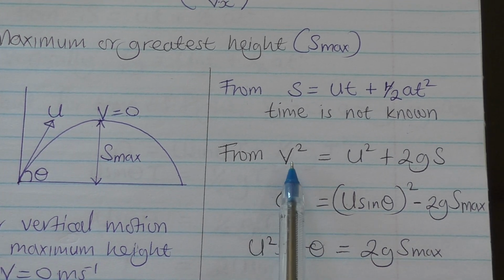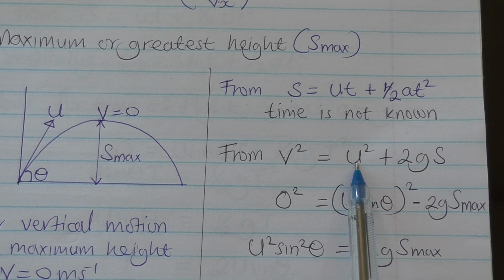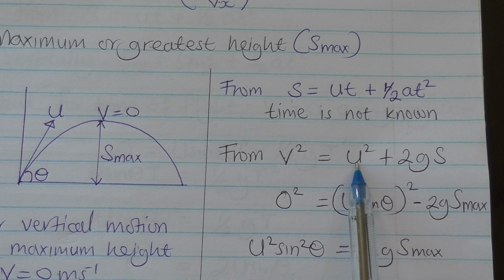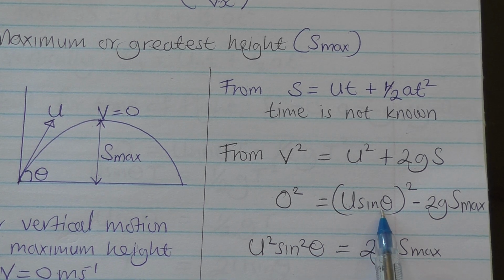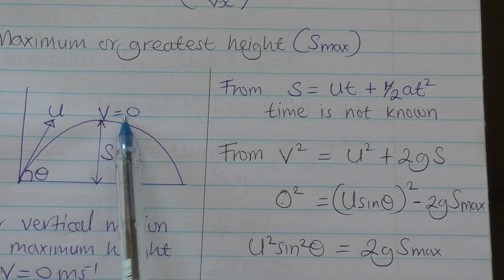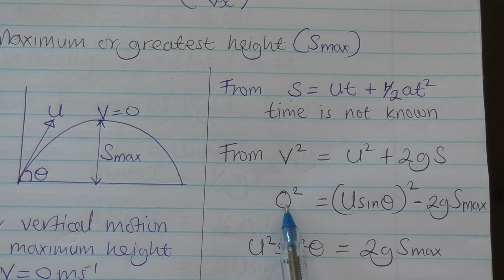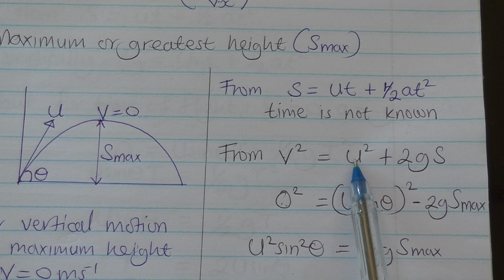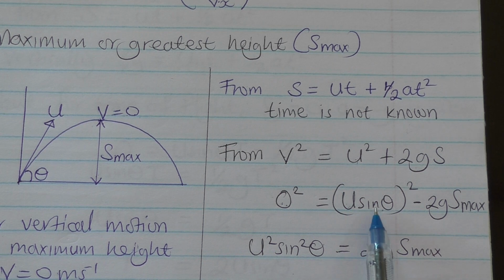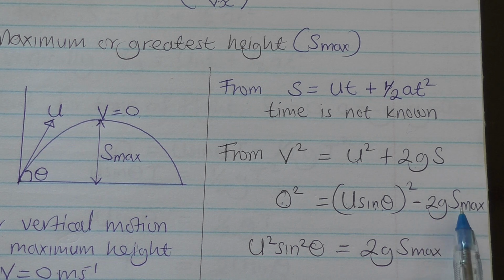So, since it is vertical height, we shall consider u. Why? Because we consider the vertical component of the velocity, which is u sin theta, and the v there is 0, since at maximum height the final velocity is 0. So when we are substituting, we must take care. v is 0, and u is the y component, or the vertical component of the velocity, so that is u sin theta, squared, minus 2g S max.